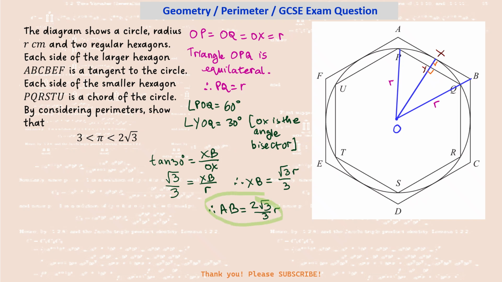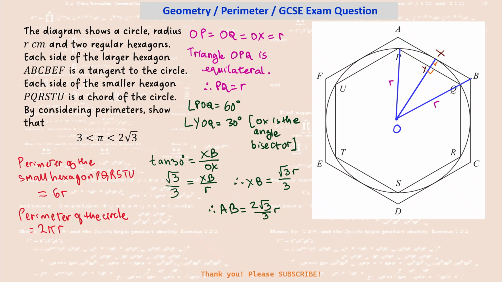So now we know all the sides, so we can work out the perimeters. AB is 2 root 3 out of 3 r. We know PQ is r, and of course the circle has a radius r. So I write down the perimeter of the small hexagon would be 6r, the circle perimeter would be 2 pi r, and the perimeter of the large hexagon ABCDEF would be 6 multiplied by the side AB, which is 2 root 3 out of 3 r.